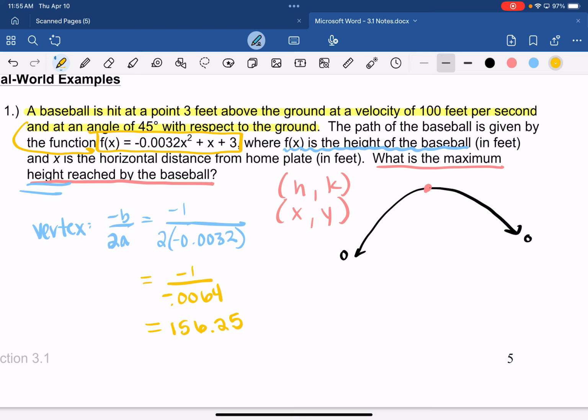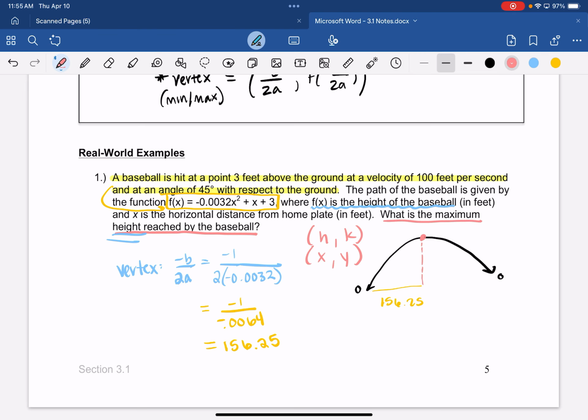Now, this 156.25, that's my x value. What am I talking about when I say 156.25 in units? What is that? Yeah, the horizontal distance. Actually, yeah, in feet. Perfect. So that's where it is horizontally. So it's 156.25, that's its horizontal distance. I want the max height, though.